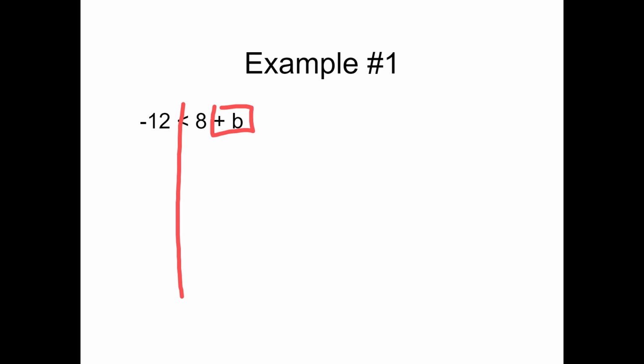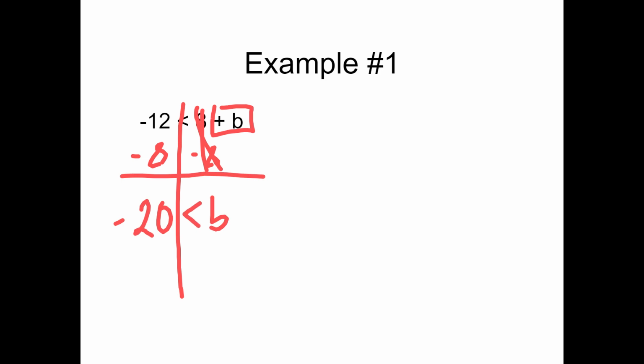All right, so I'm left with a positive 8. So what am I going to do instead? Instead of a positive 8, I'm going to do the opposite, which would be to subtract 8. So I'm going to subtract 8 from both sides. This 8 over here is going to cancel out. And then I have negative 12 minus 8, and when I do that, I should end up with negative 20. So negative 20 and b, and then my symbol should be like this.